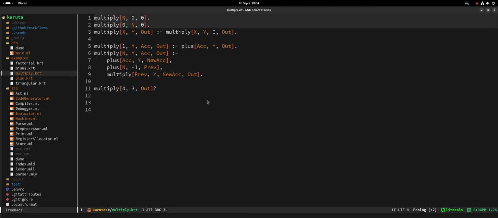So, let's see. Unification is wrong. Huh. If we multiply 1, we just add the accumulator to the... Oh, by the way, this is wrong. Because this should say int on n. Just for good measure.